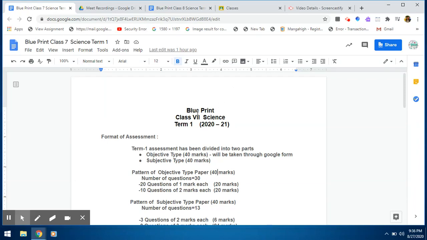Dear children, let me discuss the blueprint of Class 7 Science Term 1 examination. The format of assessment is as follows. Term 1 assessment has been divided into two parts, objective type paper and subjective type paper. The objective type paper will be of 40 marks.